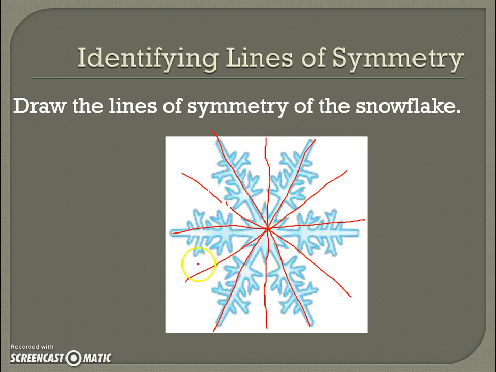So how many lines did I draw? Well, I have 1, 2, 3, 4, 5, 6, because if I count this one, I already counted it down here. So we would say that there are 6 lines of symmetry. And then there are the 6 lines right there. All right, so that is it for this one.